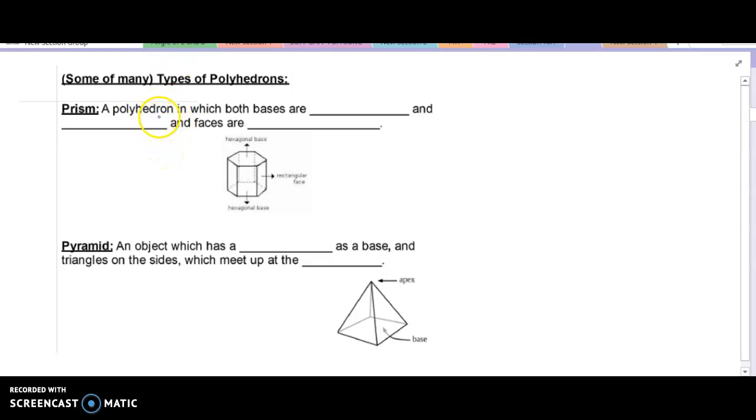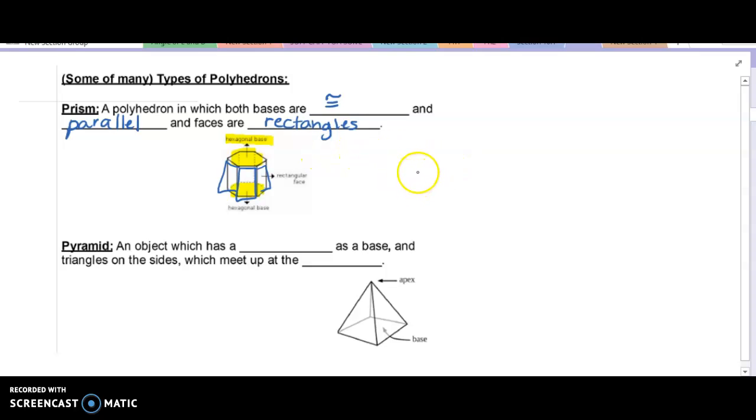A prism is defined as a polyhedron in which both bases are congruent and parallel, and the faces are always rectangles. This polyhedron shown here has a hexagon base. This is the base, and notice it's congruent and parallel to this other hexagon base. And then we have all these rectangular faces.